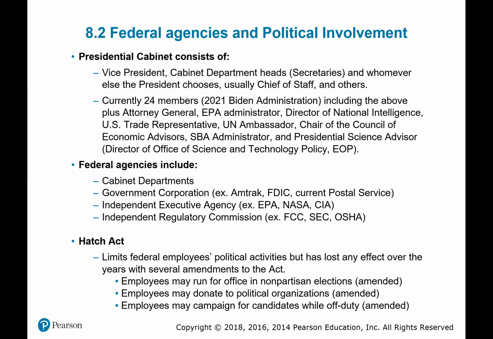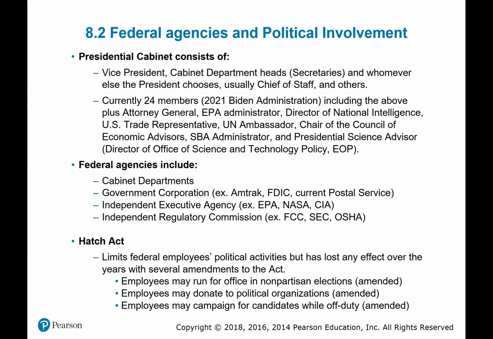Federal agencies include 4 different types, which you read in the text. You have your cabinet departments, and those are the 15. You have a government corporation, and these are a bit different because they're independent of any department, and they are to operate as a corporation that is self-sufficient. So they provide their own funding. Now, there are times when money is injected into these. However, for the most part, that is not the case.